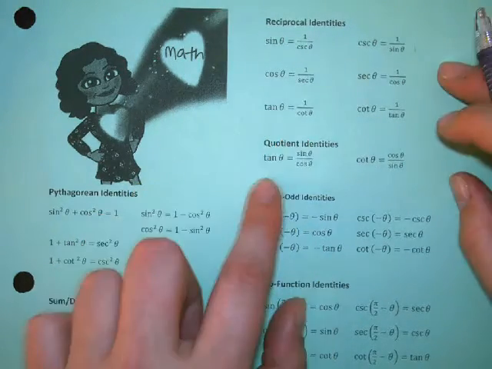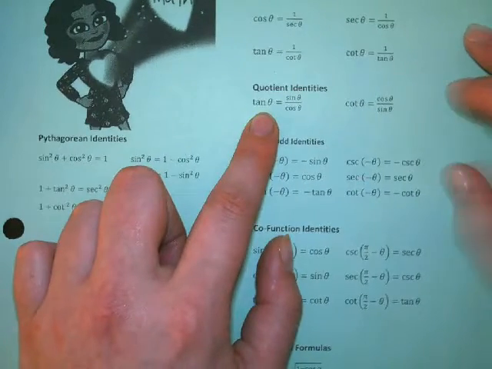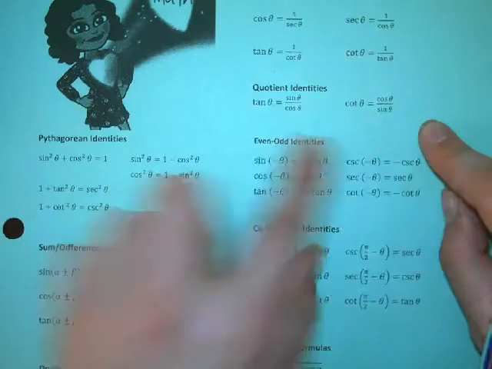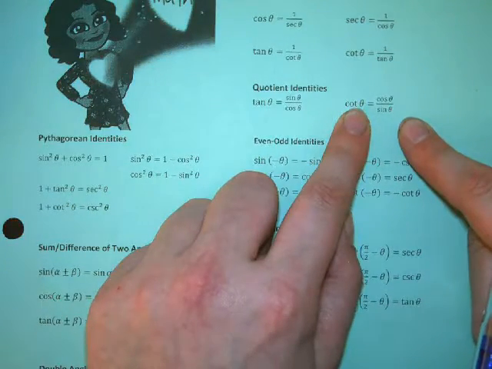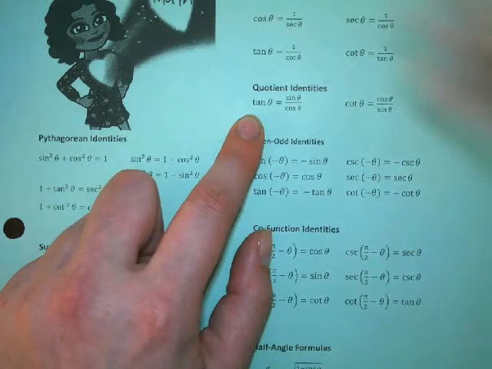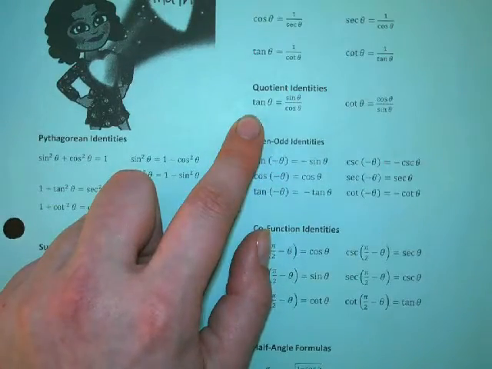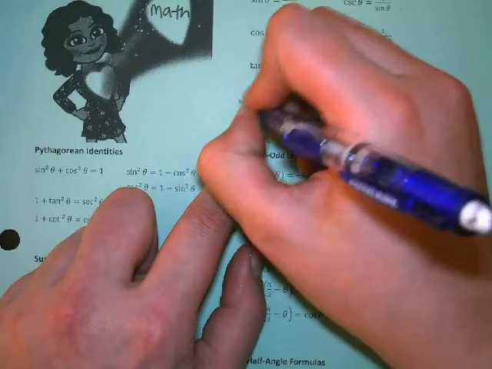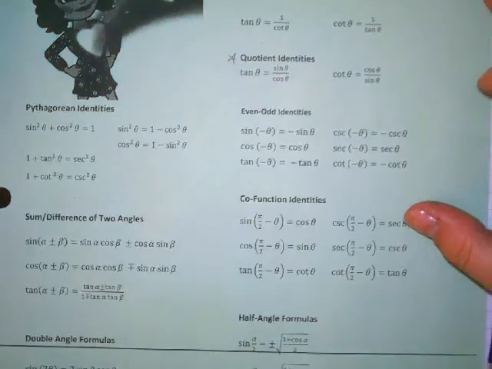Okay. Quotient identities. Tan is sine over cos. You guys already know that. But cotangent is cos over sine. You also need to memorize that. Okay. So I'm going to maybe put stars next to things we have to memorize. We're going to memorize the reciprocal identities. We're going to memorize the quotient identities.